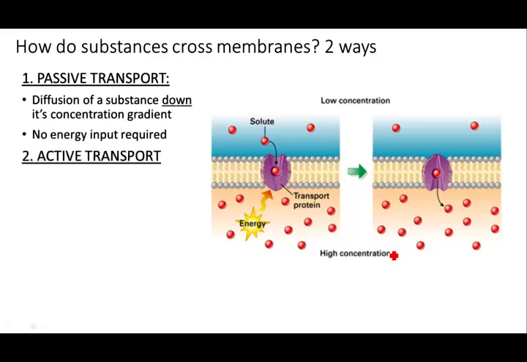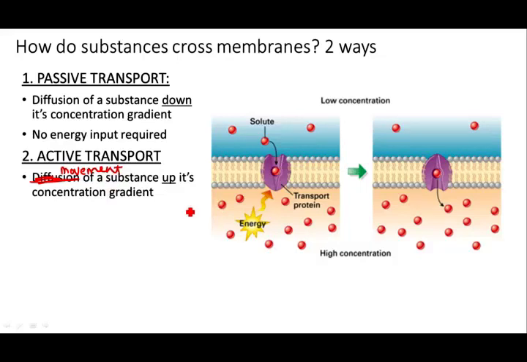It's active transport because it's moving a substance. I shouldn't say diffusion. Actually, I should say movement. It's not diffusion, it's movement of a substance up its concentration gradient. This is the opposite of what it wants to do. It'd be like you pushing a car up a hill, right? It's going to take a lot of energy, and so this requires an energy input.